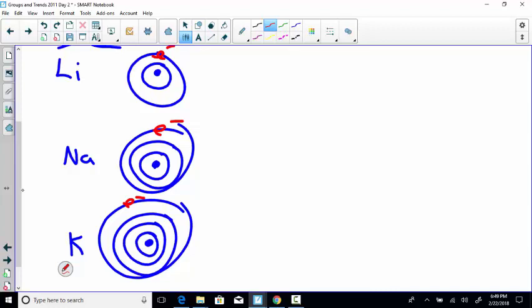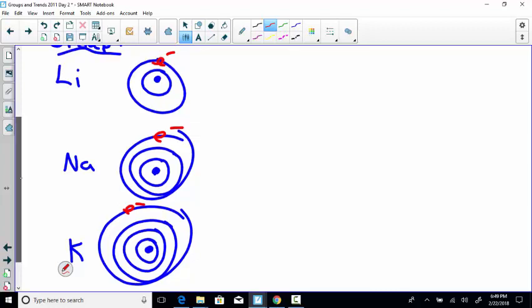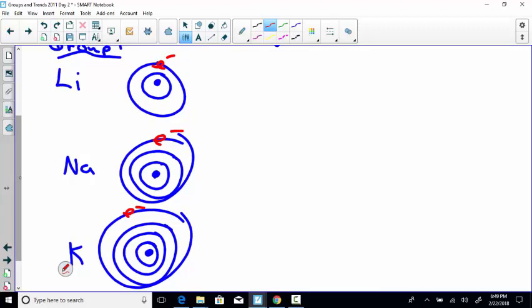So when we start looking at the energy that it takes, one of the things that we can look at here is what is happening with the shielding effect.